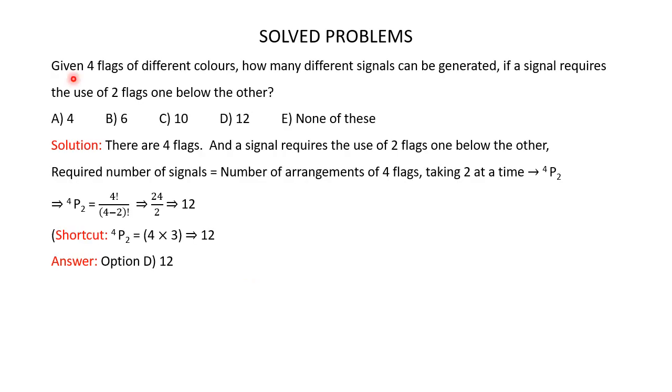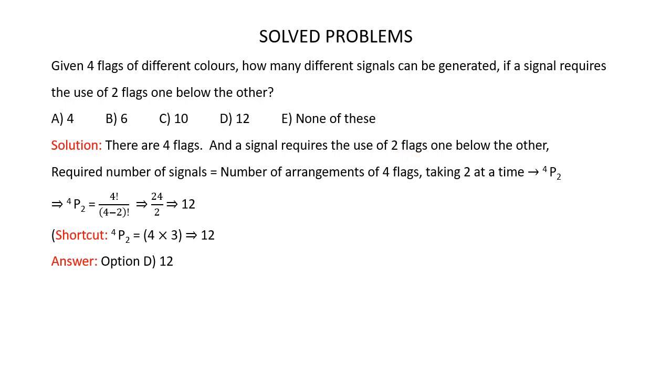Given four flags of different colors, how many different signals can be generated if a signal requires the use of two flags, one below the other? Here you are given five options and you have to find out which of these options is the correct one. So it's given that there are four flags and a signal requires the use of two flags, one below the other. So out of a total of four flags, two flags have to be taken at a time.